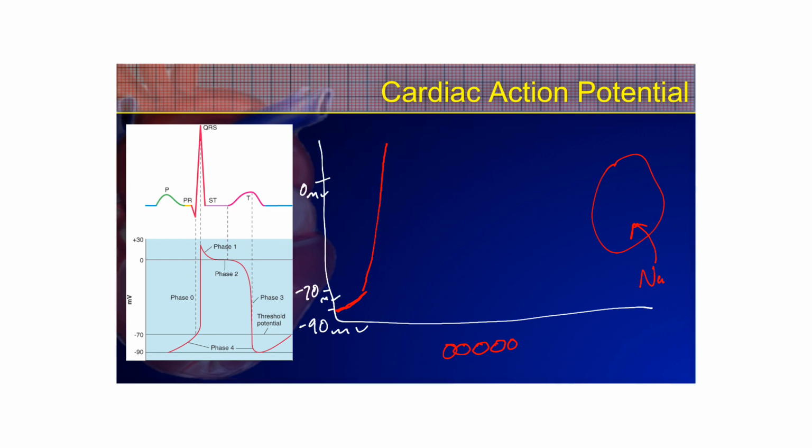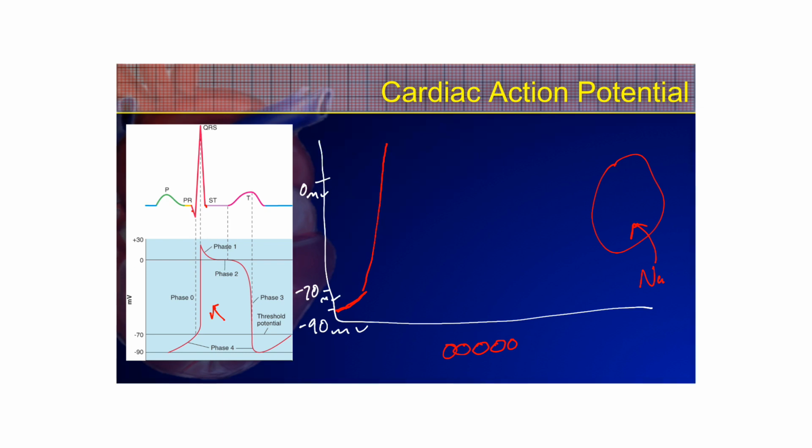It's almost a completely vertical line. Like if you look here where it shows phase 0, it's almost a completely vertical line. And what they did that's kind of nice is they're showing the QRS above this, and that is where we have what we know as ventricular depolarization, when that sodium rushes in. All right?